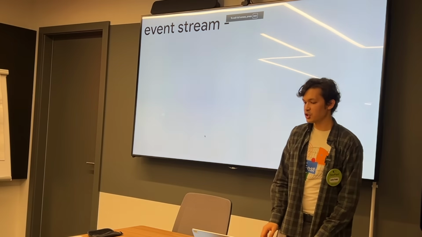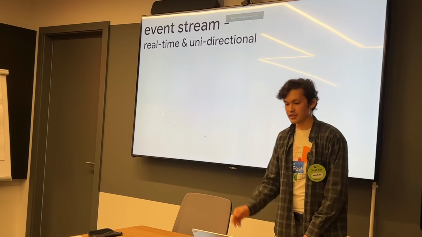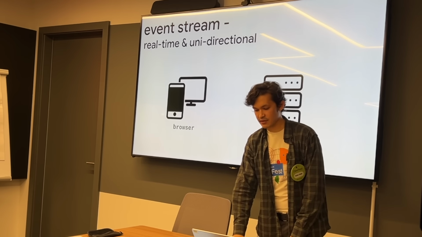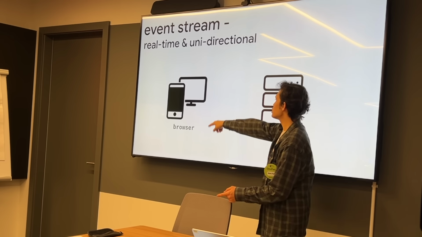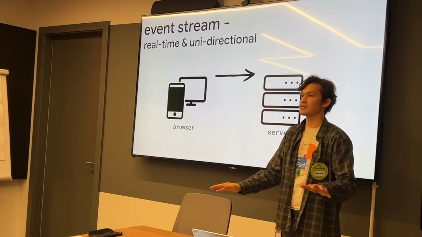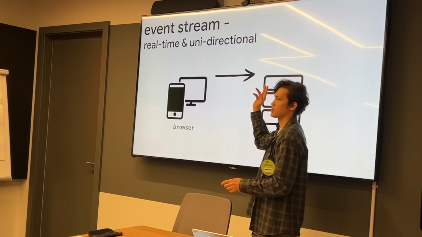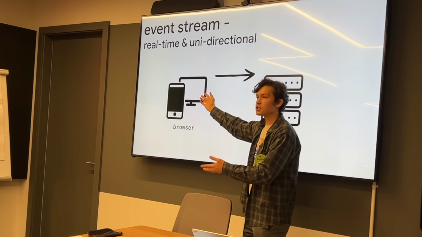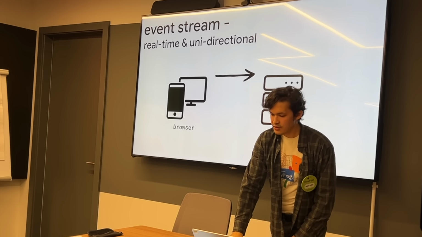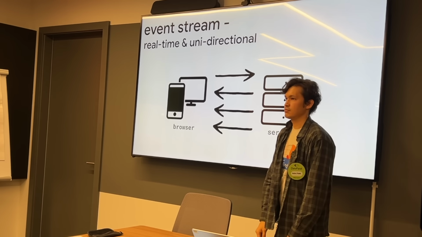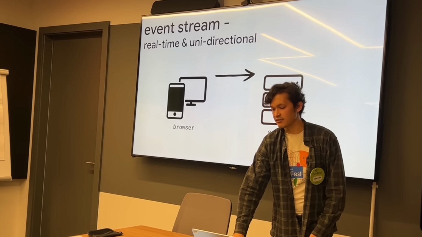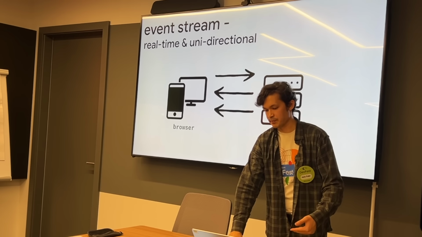So we talked about event stream. It's real time and it's unidirectional. What does unidirectional mean? It means the browser initiates the connection, the same way an HTTP request does, requesting a resource. It can specify which resource it wants to watch or see updates for. Then the server will send all the updates one by one. That's why it's called server-sent events: the server is sending the events.